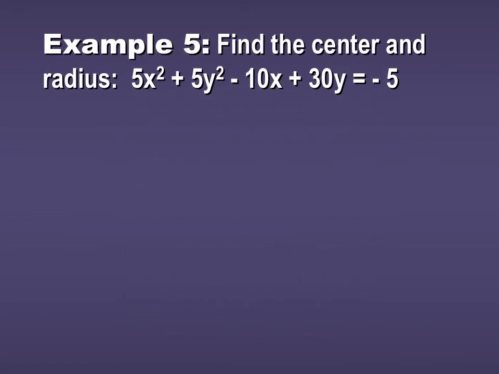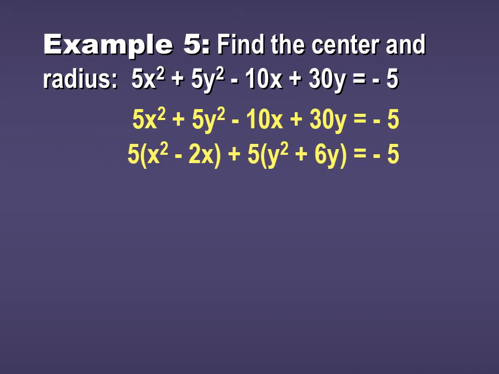Find the center and the radius of this equation. So first thing we have to do, group our x terms and our y terms together, right? When we have our x terms and our y terms together, we need to factor out the number in front of x squared. The number in front of x squared is 5, right? So for 5x squared, we're going to factor out a 5, which leaves us just x squared. We have to also factor out the 5 from negative 10x. So negative 10 divided by 5 is negative 2. So we end up with 5 times the parentheses x squared minus 2x.